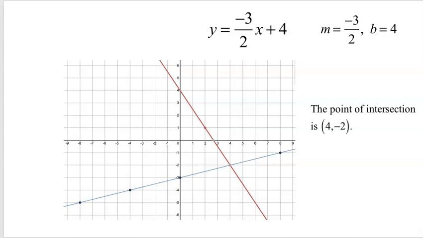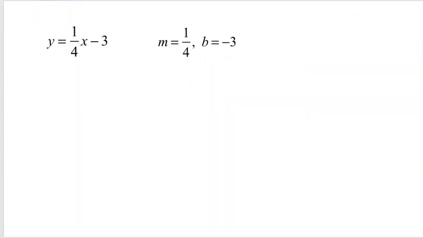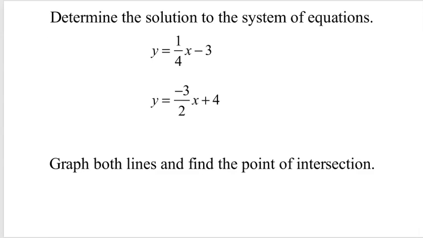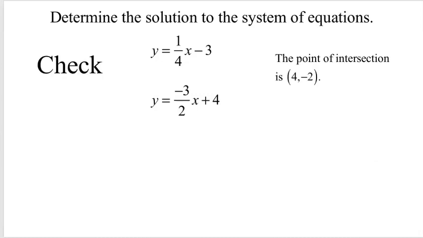But certainly we should check that. We should plug 4, -2 into each of our equations to make sure that both are satisfied. So remember, our equations were y equals 1/4 x minus 3 and y equals -3/2 x plus 4. So we'll plug it into both to see what happens. So we believe the point of intersection is 4, -2.